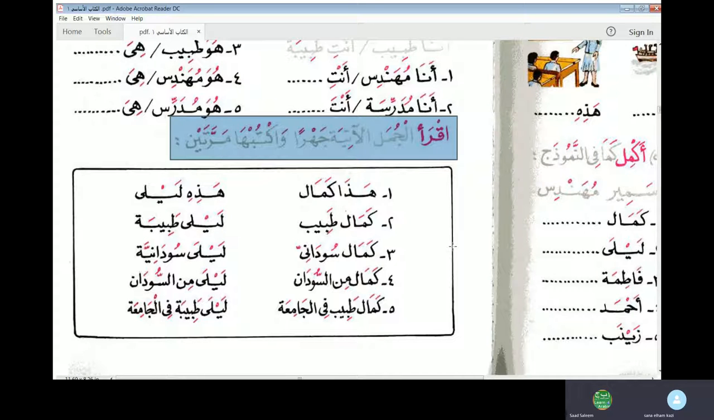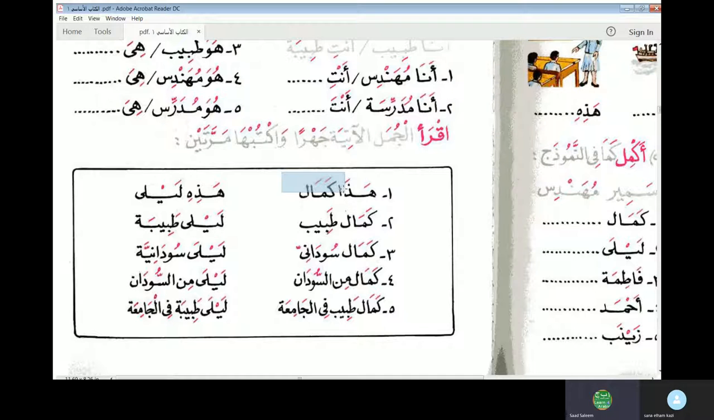اقرأ الجمل الآتية جهرا واكتبها مرتين. Read the sentences below aloud, in a loud voice, and write them twice.